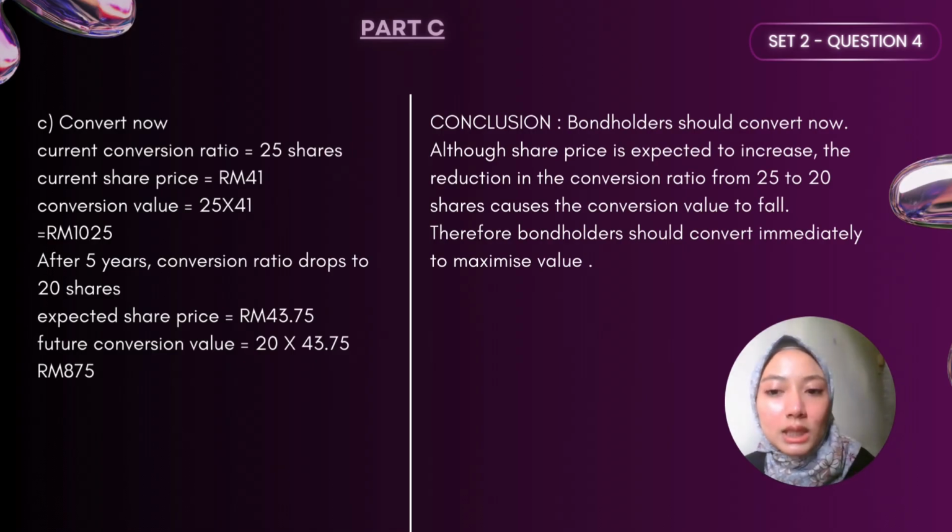So we need to calculate the value if we convert now. The current conversion ratio is 25 shares and the current share price is 41 ringgit. So the conversion value is 25 times 41, which gives 1,025. After 5 years, the conversion ratio drops to 20 shares. The expected share price is RM 43.75. So the future conversion value is 20 shares multiplied by the expected share price, and we get RM 875. So the conclusion is that bondholders should convert now.